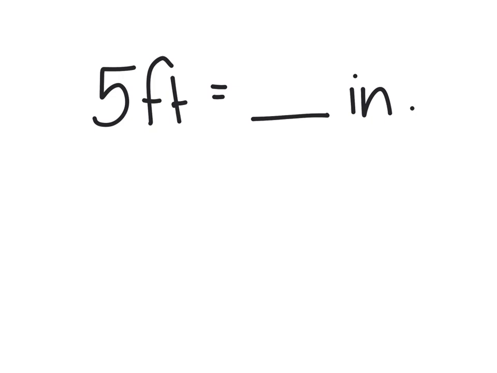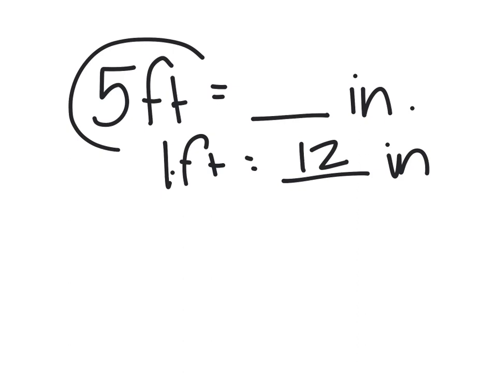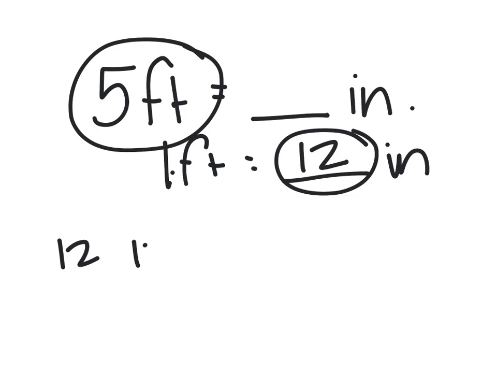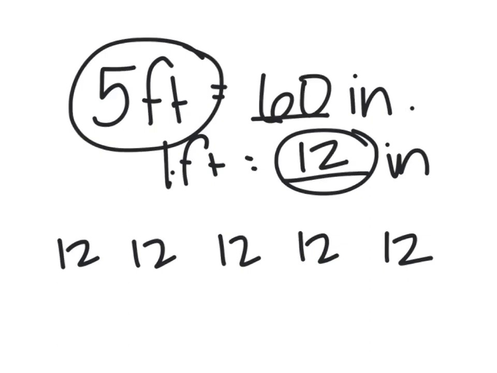All right, and here's your next problem. 5 feet equals how many inches? We'll think 1 foot equals how many inches? The answer is 12. So we need 5 sets of 12. So that'd be 12, 1, 2, 3, 4, 5. All right, finish the problem. All right, so you could have added those together or you could have multiplied it. And 5 times 12 is 60 inches. Hopefully you got that answer.